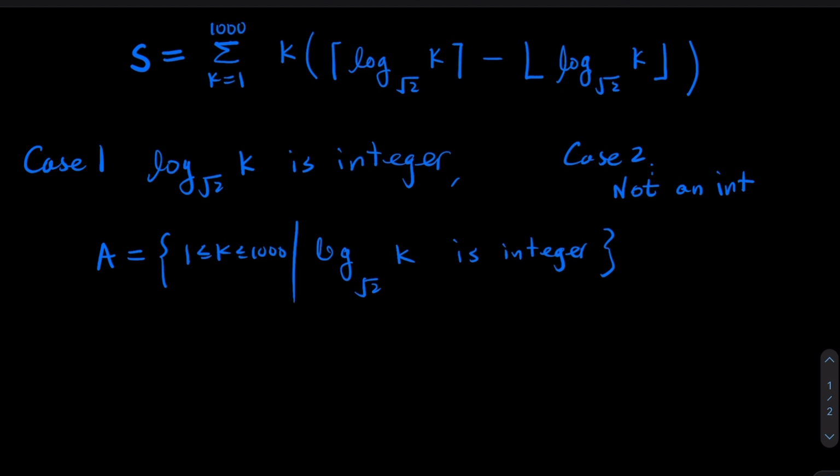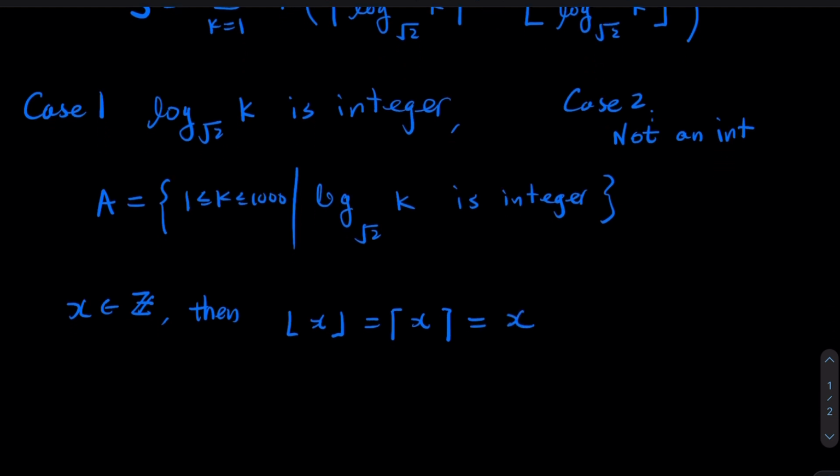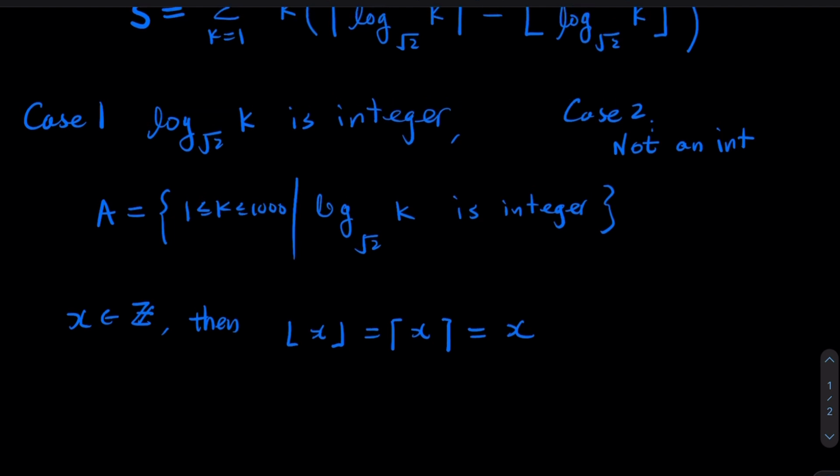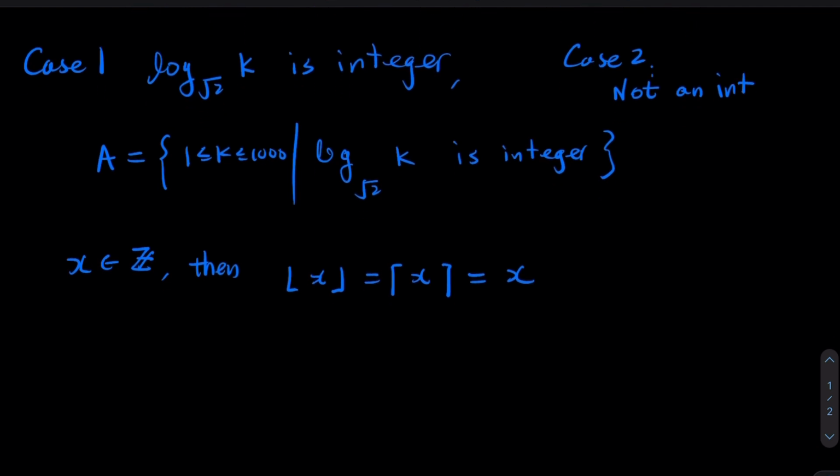Now let's work on case 1. Case 1 is that log base square root of 2 of k is an integer. So what happens if that expression does end up to be an integer? Well, let's do some analysis of what the floor and ceiling of an integer looks like. Let's say x is an integer, just some arbitrary x. The ceiling of x is going to be equal to the floor of x, which is equal to x. This should make mathematical sense. So this is very helpful because if we know that these are equal to each other, the inside expression is just going to be 0. So we're summing up a bunch of zeros.